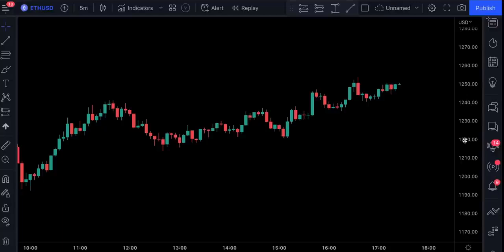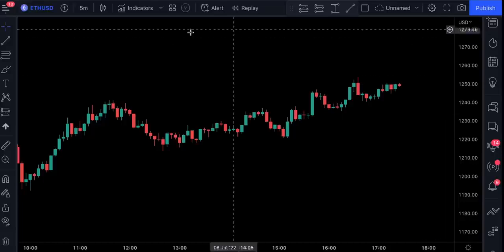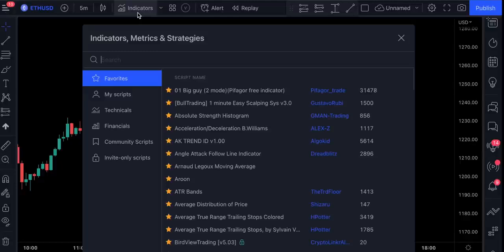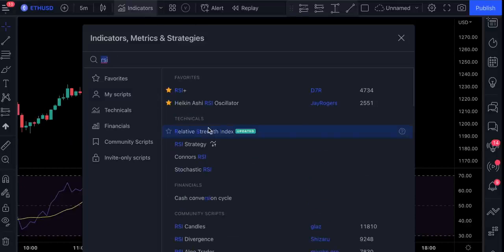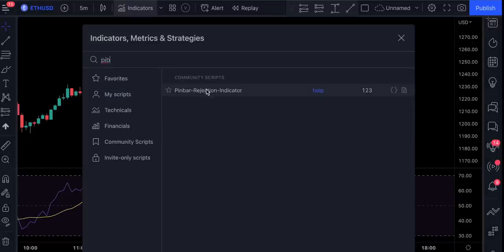Okay, so I'm going to do my backtesting on Ethereum USD on a 5-minute time frame. And the strategy I'm going to be testing includes 3 indicators. So for the first indicator, let's search for RSI. For the second indicator, we will add PIB, pin bar rejection indicator. And for the last indicator, we will add a regular Ichimoku cloud.